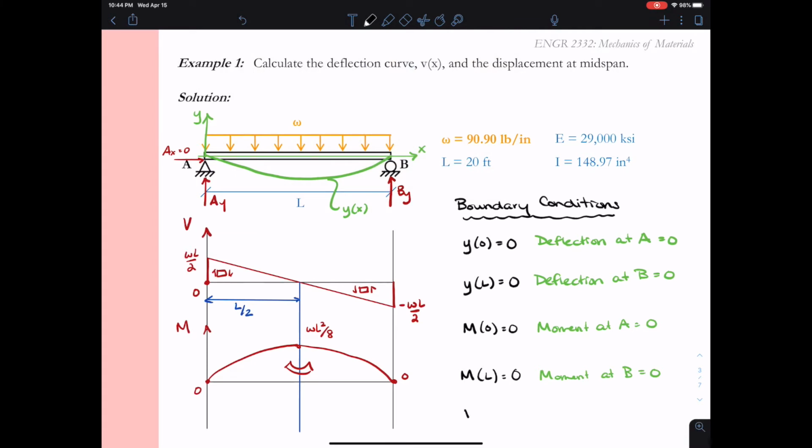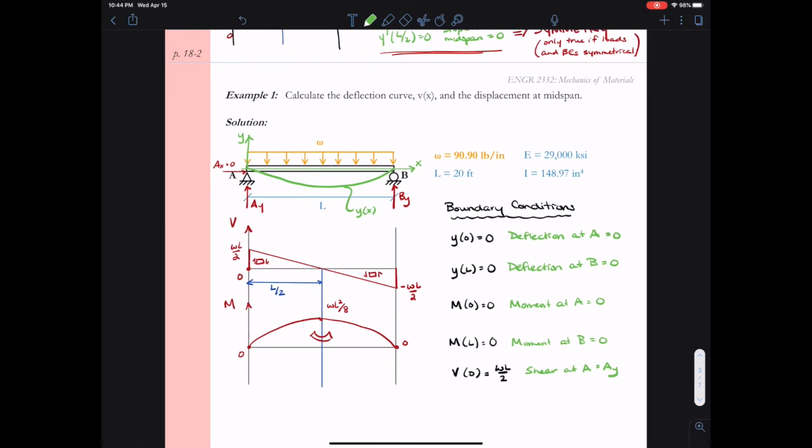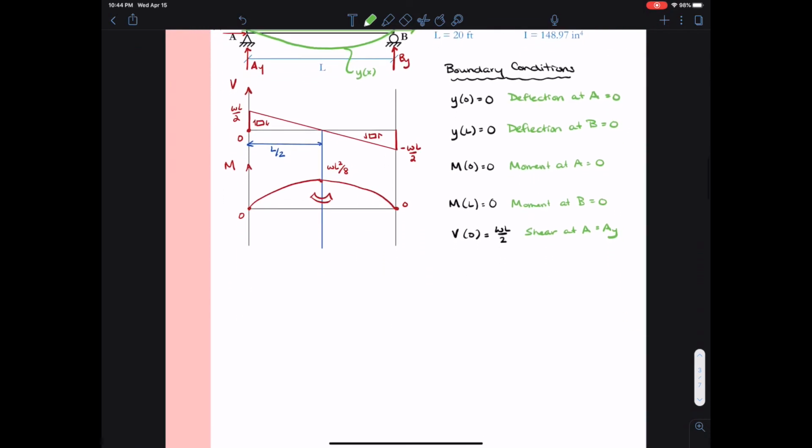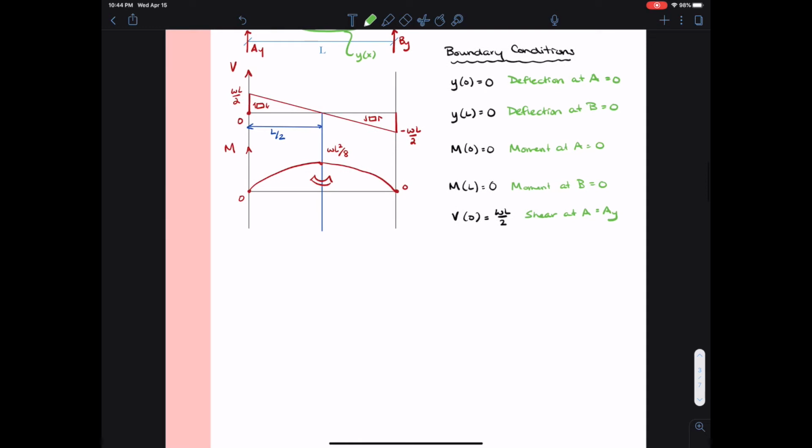So maybe we want to opt for the shear at 0, v of 0 equal to omega L over 2. We can pick and choose the boundary conditions as long as they're true. We will see that we will need to have at least one deflection boundary condition in order to get the last constant of integration. And depending upon where you are in the integration process, that might lead you to which boundary conditions you would want to use to solve for those constants.